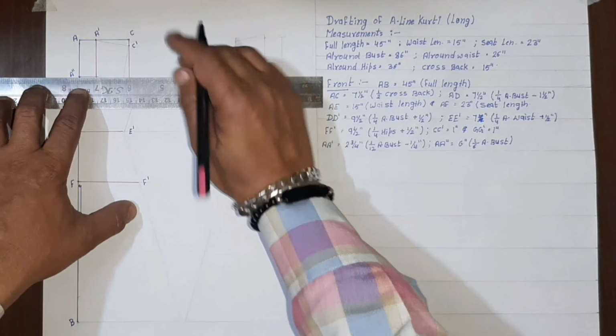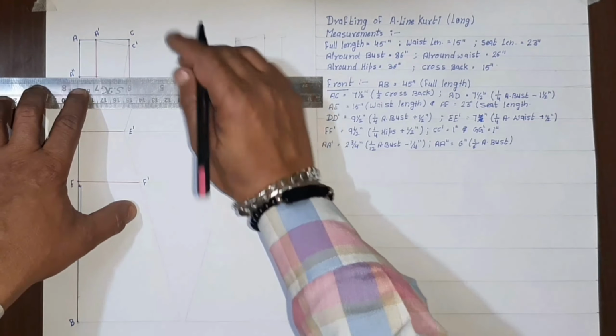Now we'll give the shape to the shoulder slope. We'll be joining C dash to A dash and C dash to G dash, and we'll mark a point H, as H is the midpoint of C dash G dash. It will help us to give the shape to the armhole. Now we'll give shape to the armhole with French curve.